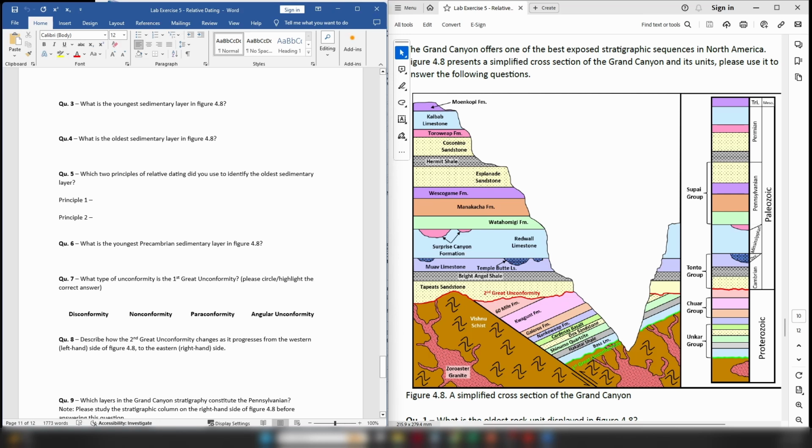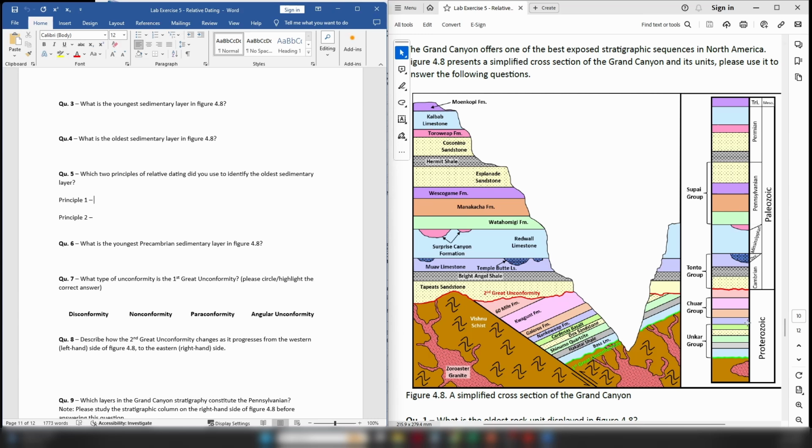So for question 6, what is the youngest Precambrian sedimentary layer? The inclusion of the word Precambrian is very important here because it's helping to limit the portion of the Grand Canyon stratigraphy that you're actually looking at. So if we come over here to our stratigraphic column, you will notice that everything above the second great unconformity is Paleozoic or Mesozoic in age. So it's not Precambrian. So we're going to ignore all of those rocks.